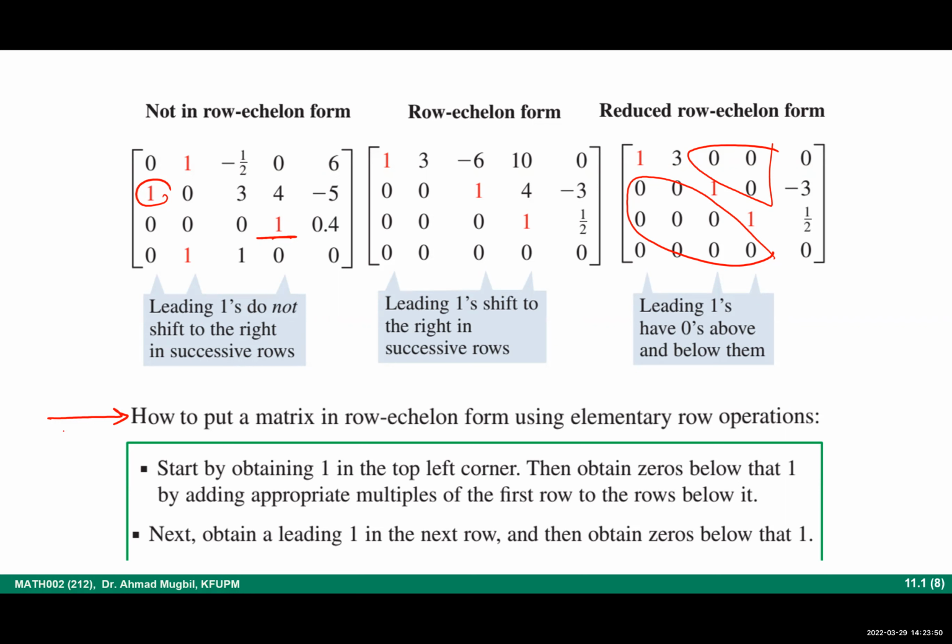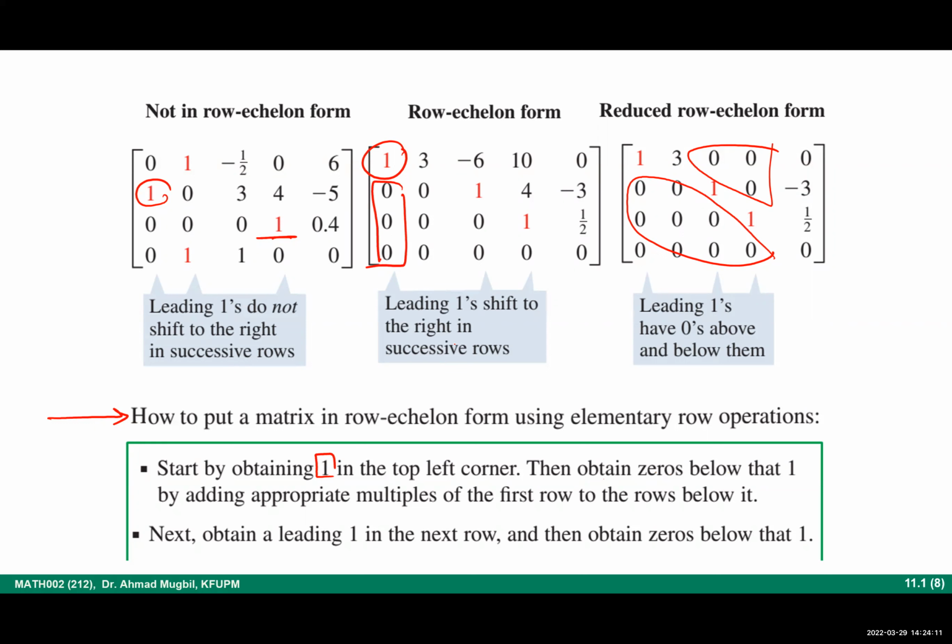The order is here. Step number 1, start by obtaining 1 in the top left corner. The first entry in the first row should be what? 1. And then obtain zeros below that 1. Here, we need these to be what? Zeros. This is step number 1.